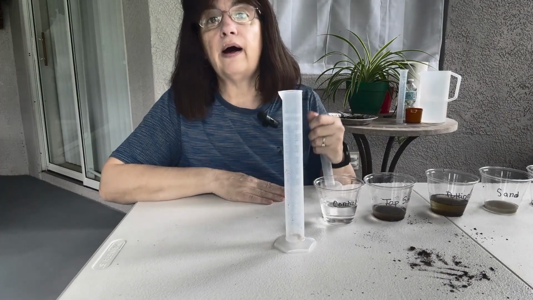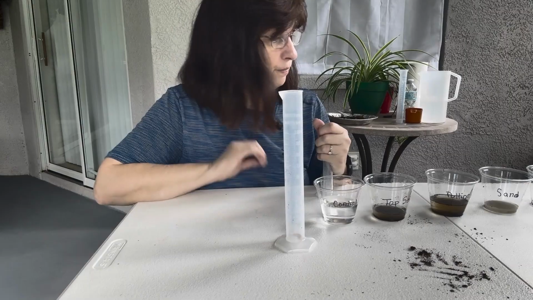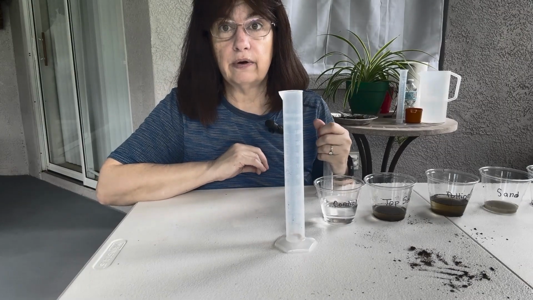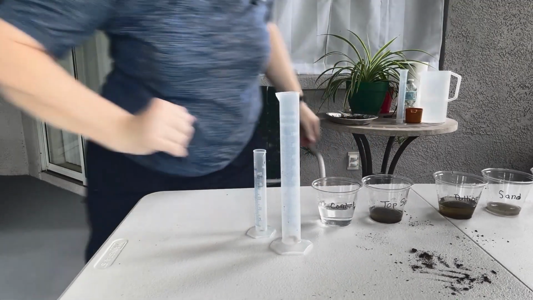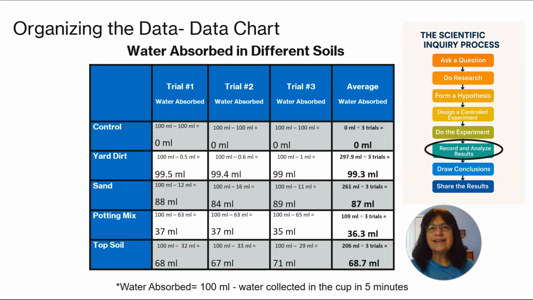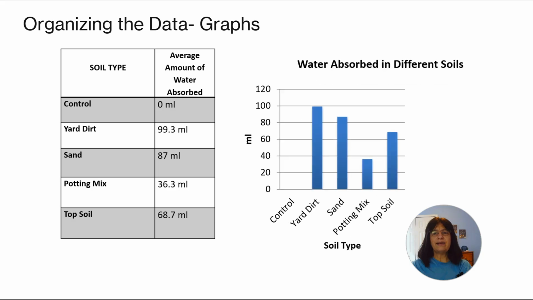Now, I had thought that my potting soil was going to absorb the most. I am incredibly wrong. So let's talk about that. The next step in the scientific inquiry process after doing the experiment is to record and analyze the results. After completing all 3 trials, I recorded the data, and then I took an average of each trial for each sample and recorded that as well. The next thing I did was to create a graph to represent that data.